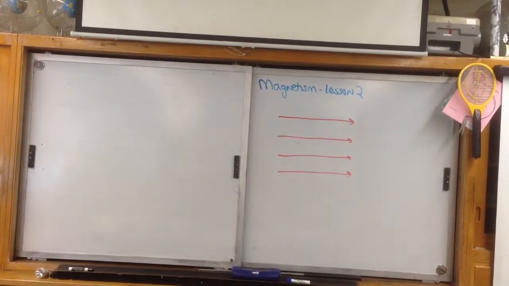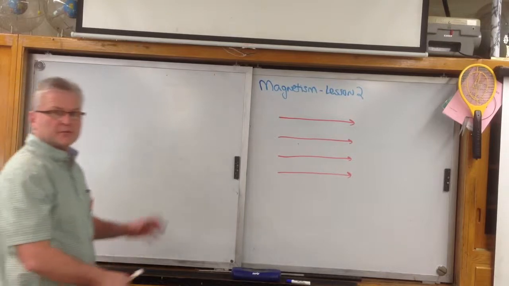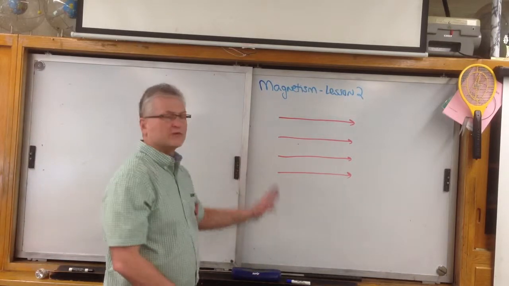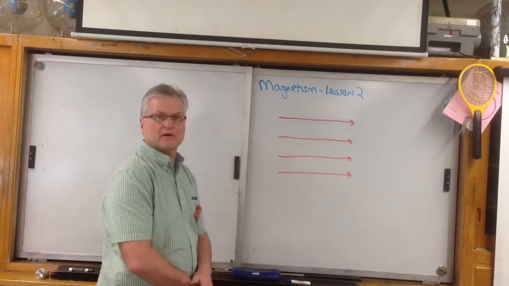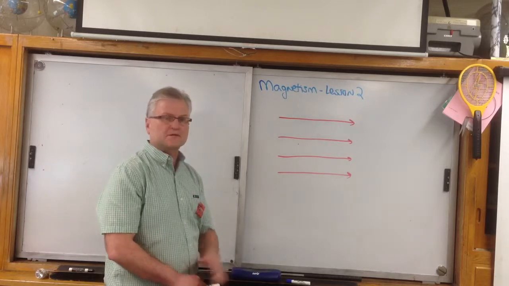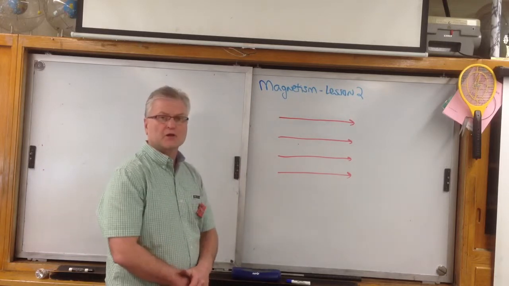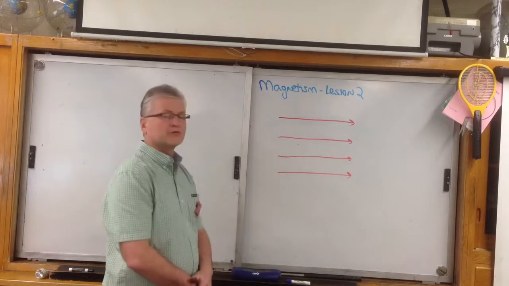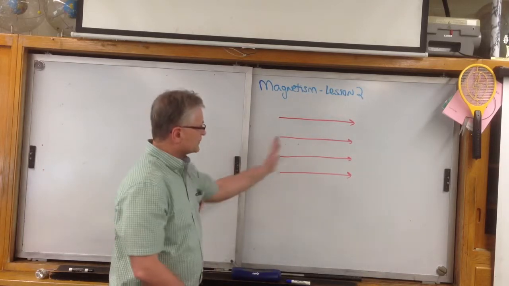Magnetism lesson number 2. To make things simpler, I've drawn some field lines and made them straight. We do know that they loop at times, but this is a nice visualization. So the lines themselves are basically straight.